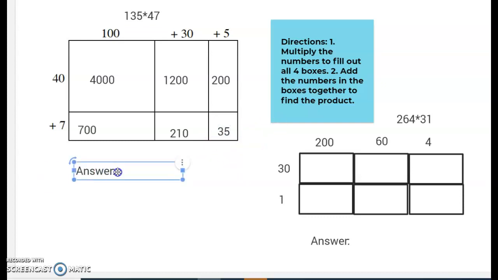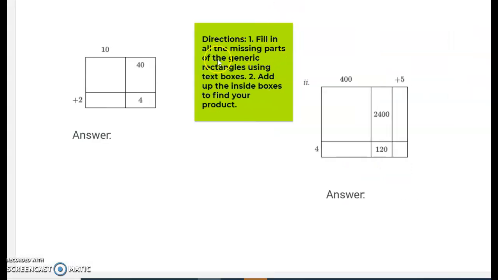And for the answer, I'm going to do the same thing. You would add up all the products. So 4,000 plus 1,200 plus 200 plus 700 plus 210 plus 35 is equal to 6,345. So 135 times 47 is 6,345. You'll do the same for the second one. And then here, you have to fill in the missing parts.